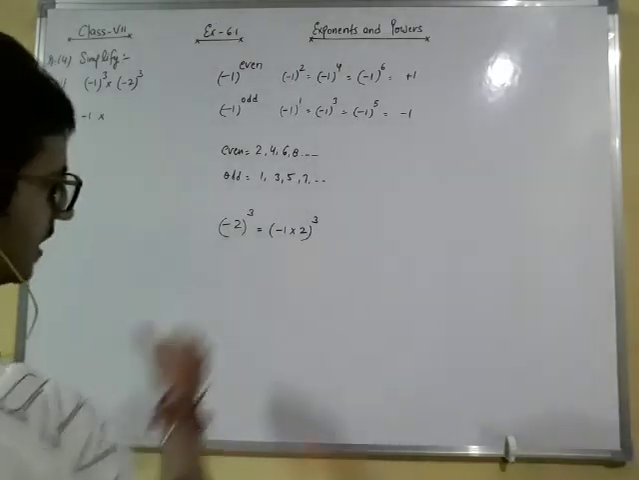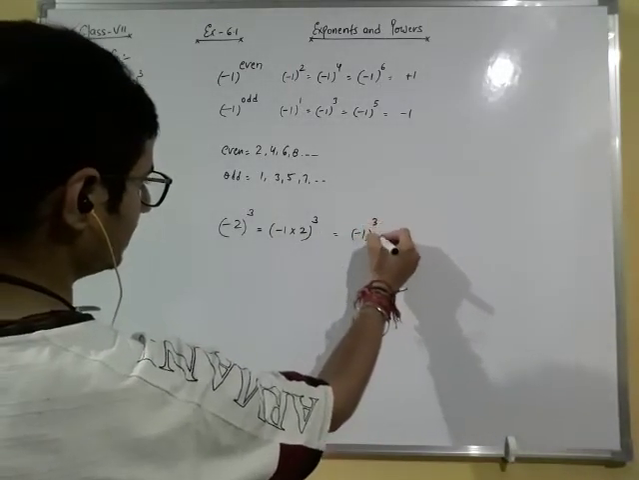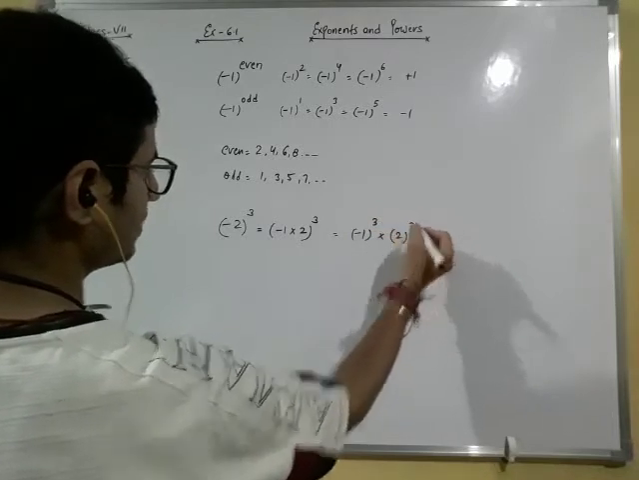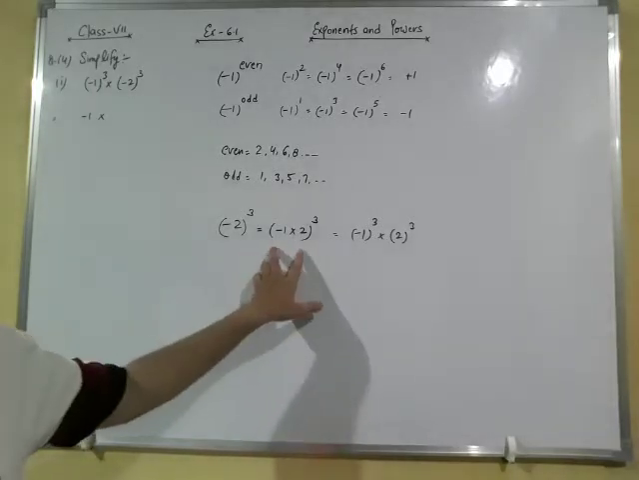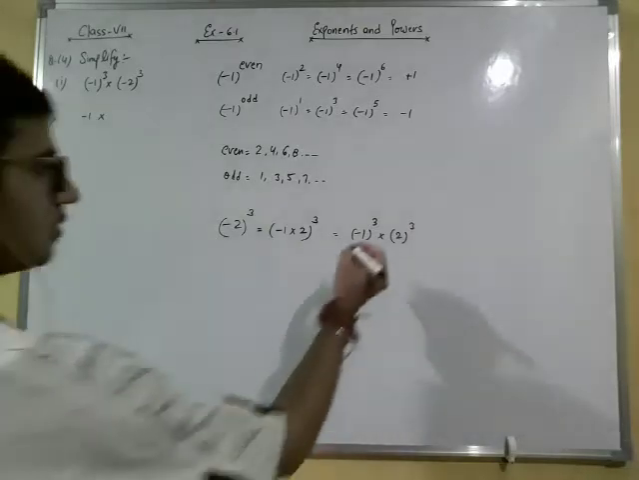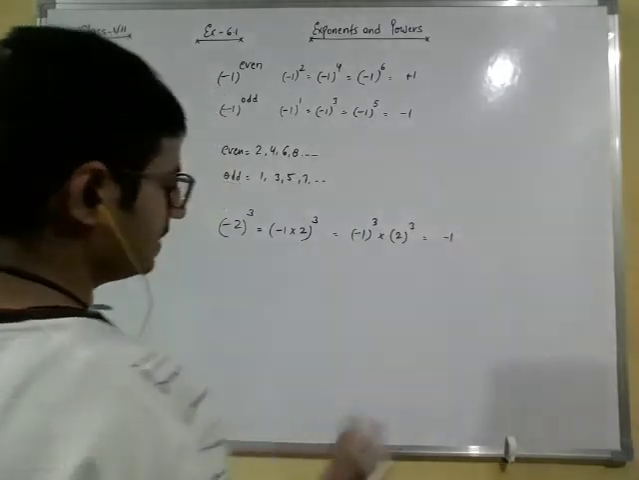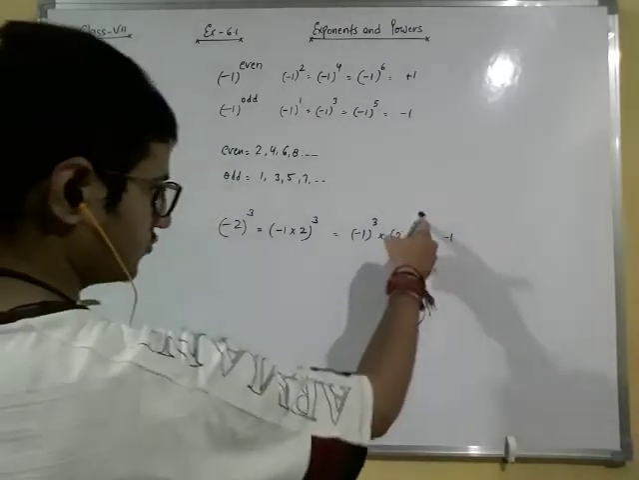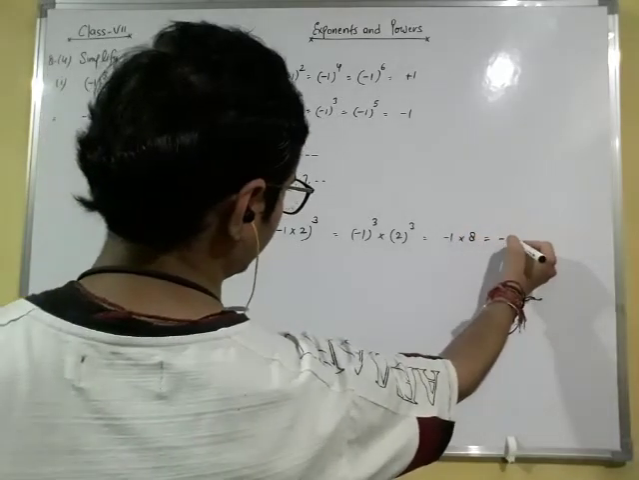Now we can break the powers. We can write it as minus 1 raised to the power 3 into 2 raised to the power 3. This is the rule of exponent. We can separate the powers. Now minus 1 raised to the power 3, an odd number, will be minus 1, and 2 raised to the power 3 will be 8, so the result will be minus 8.